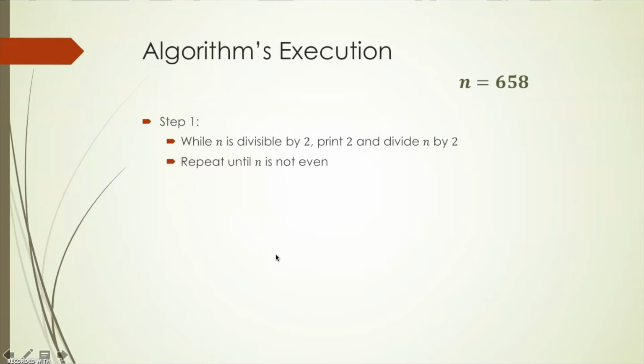Let's start with the algorithm's execution. I have my example here just for my reference when I go through the steps. So the first step is while n is divisible by 2, we print 2 and divide n by 2. And then we repeat until n is not even. So here I have my example divide by 2, which is 329. And from step 1, we know that we have to print 2. And then as we know that 329 is odd, we stop for the first step.